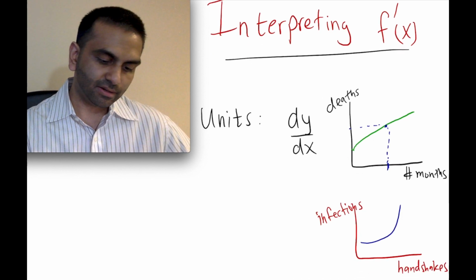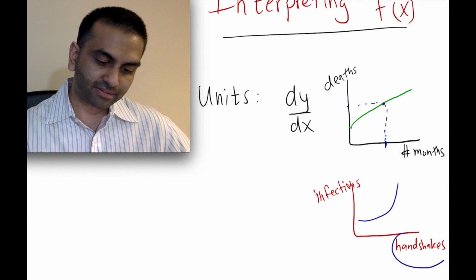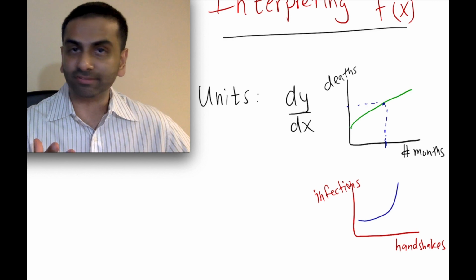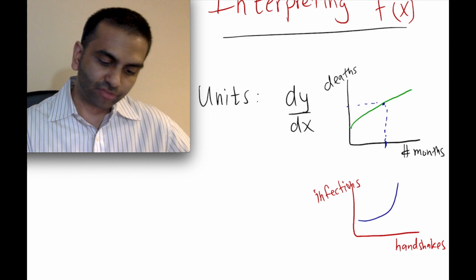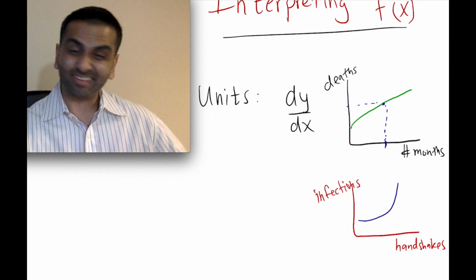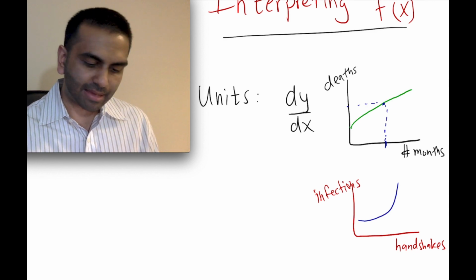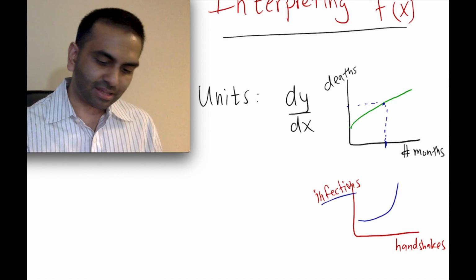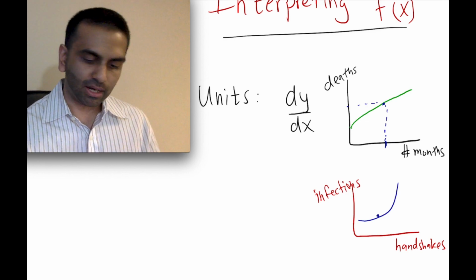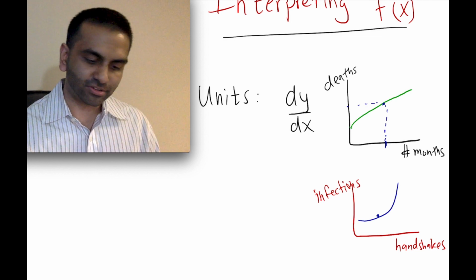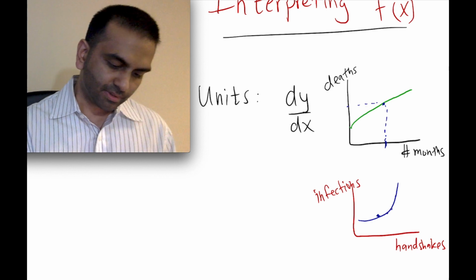Similarly, let's say the y-axis is the total number of infections, and the x-axis is the total number of handshakes that happen in any given city. Clearly, the more handshakes, the more infections, but it's sort of exponential here. If we wanted to interpret the derivative, it's the number of infections that happen per handshake, the number of expected infections we can get, and it's going up sort of exponentially in this case.